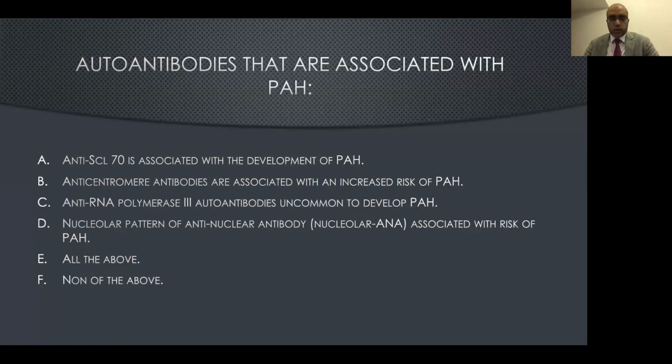Again, another question regarding the autoantibodies associated with pulmonary hypertension. Anti-Scl-70 associated with the development of pulmonary artery hypertension. Anti-centromere antibodies are associated with increased risk of pulmonary artery hypertension. Anti-RNA polymerase III antibodies uncommon to develop pulmonary artery hypertension, and nuclear pattern of ANA associated with high risk of pulmonary artery hypertension. All of the above or none of the above, please put your answer in the chat part.